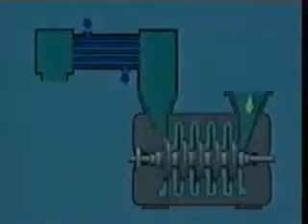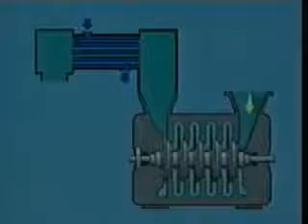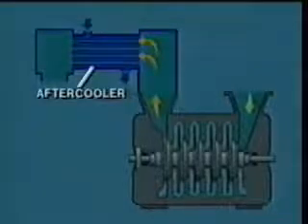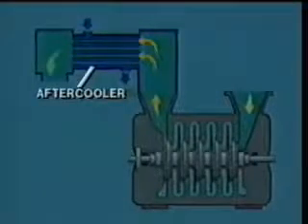Even with intercooling, discharge gas may still be too hot for delivery. In these cases, the discharge gas is passed through a heat exchanger or aftercooler before it's delivered to the pipeline.